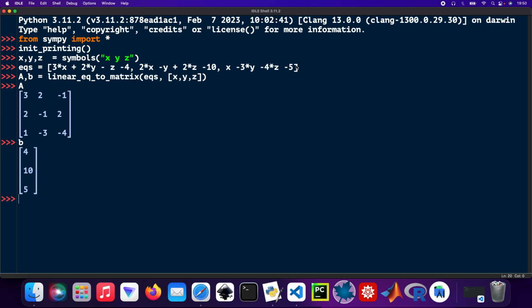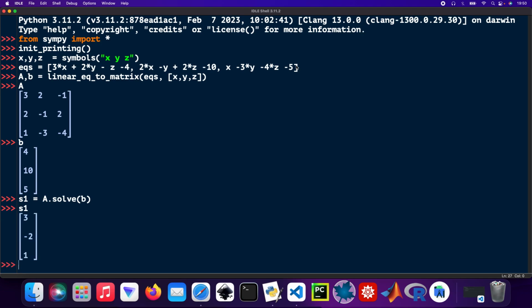Right, and then solving for the unknown values x, y, z. So A dot solve B. Actually I'll call it this way, solution, S1. Yeah, that will do. So S1. So those are my solutions.